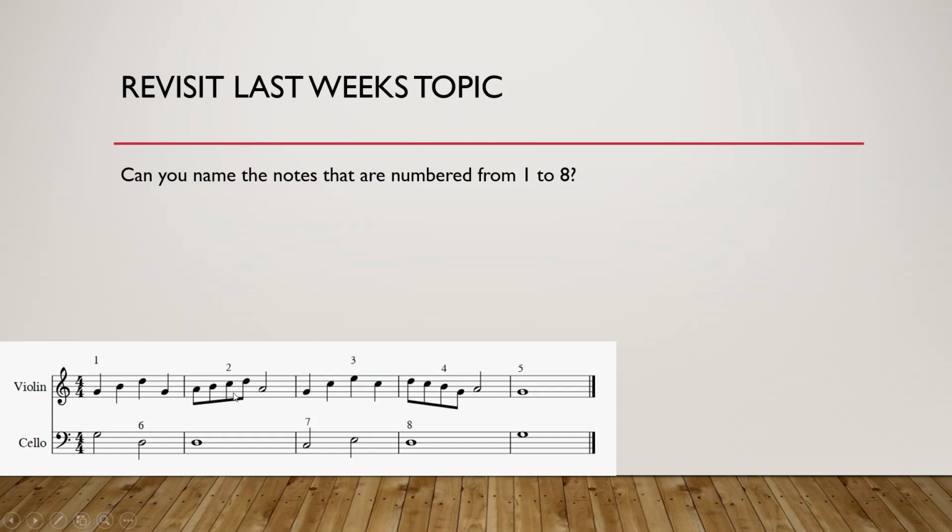The second note is 1, 2, 3 steps above the G. Because the first note is the G. So G, A, B, C. The second note is the C. The third note is 2 steps above the C, C, D, E. Fourth note, 2 steps above G, G, A, B, and the fifth note is a G again.